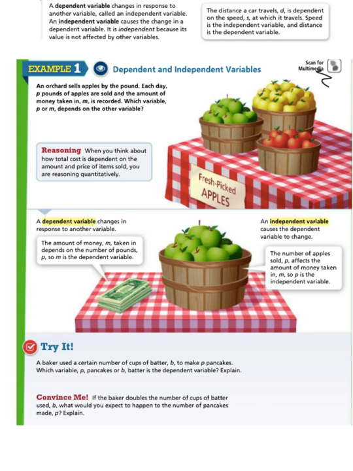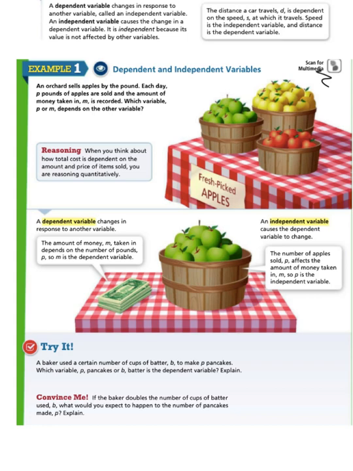A dependent variable changes in response to another variable. It depends on something. So the amount of money M taken in depends on the number of pounds P, so M is the dependent variable. An independent variable causes the dependent variable to change. The number of apples sold P affects the amount of money taken in, M, so P is the independent variable.